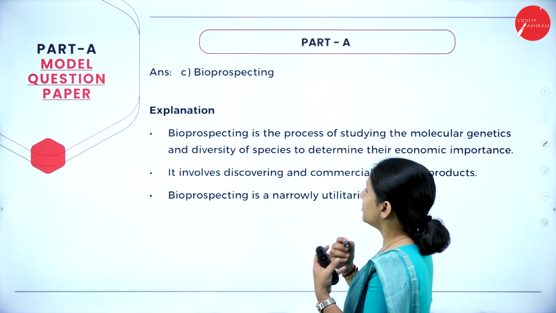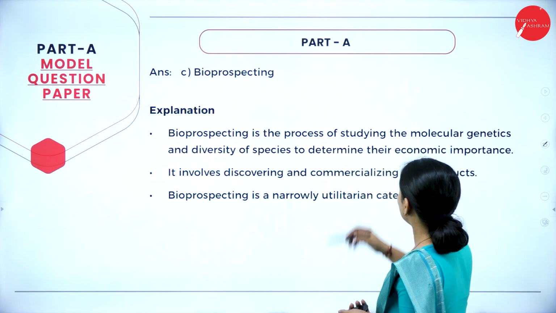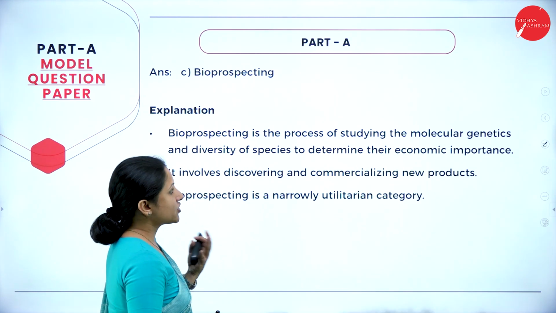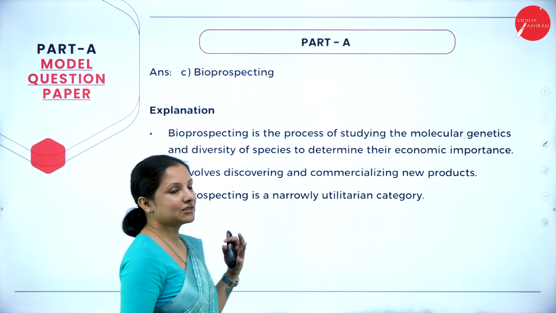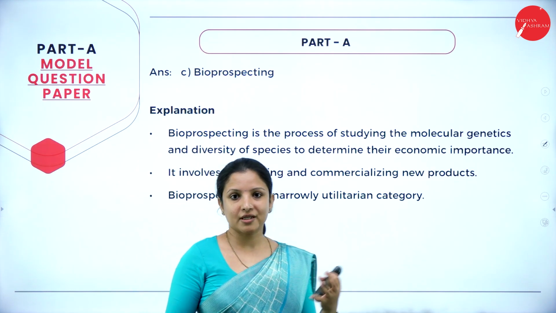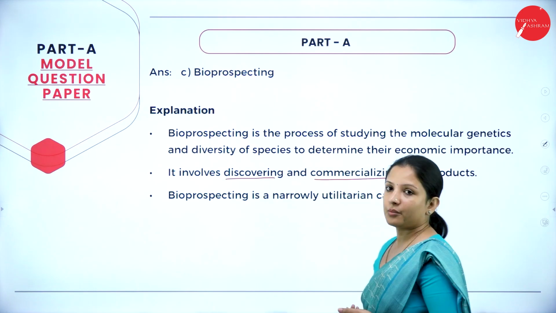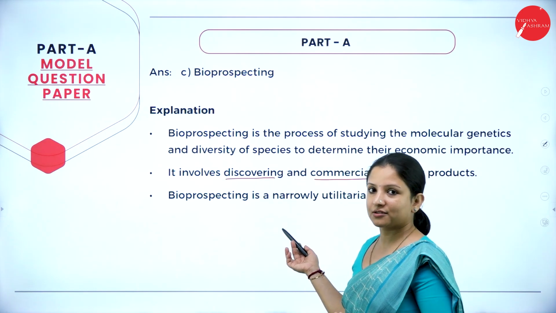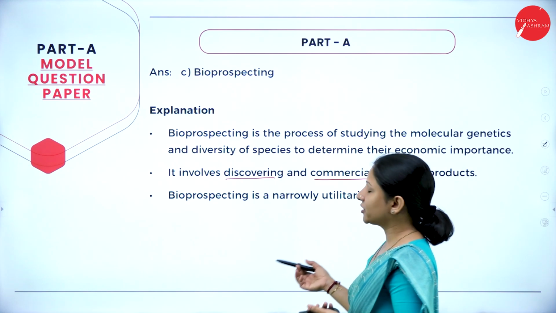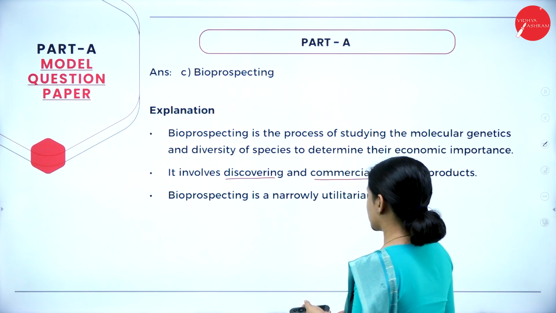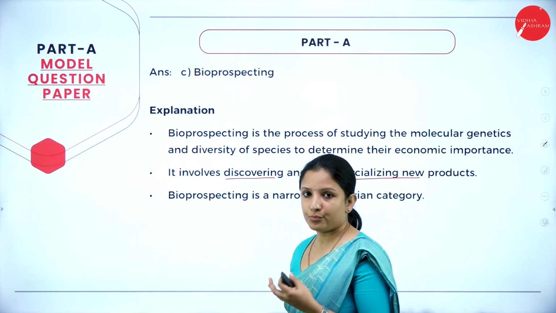Bioprospecting is the process of studying the molecular and genetic diversity of species, determining their economic importance and making use of that. So it involves discovering and commercialization of these novel products, and therefore it is a narrow utilitarian category. So therefore the answer is bioprospecting.